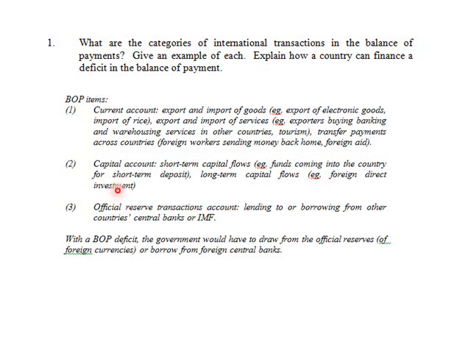Okay. Now, explain how a country can finance a deficit in a balance of payment. Now, with a BOP deficit, the government will have to draw from official reserves. That means you pay off with your reserve first, or you borrow from foreign central banks. Now, this part is very similar to fiscal policy. Okay, that means how to finance a deficit in fiscal policy. You try to finance from reserve first. If there's no money there, then you borrow from other countries.